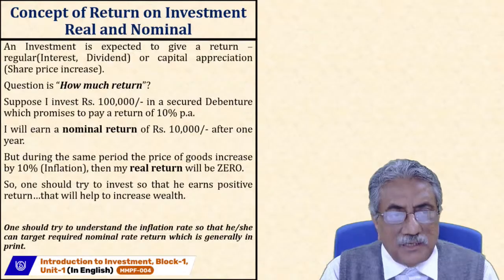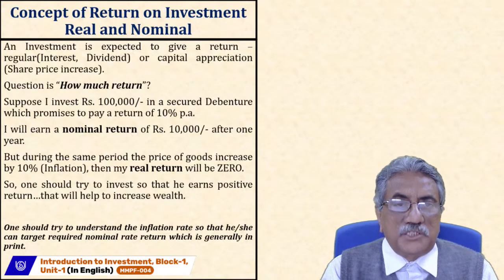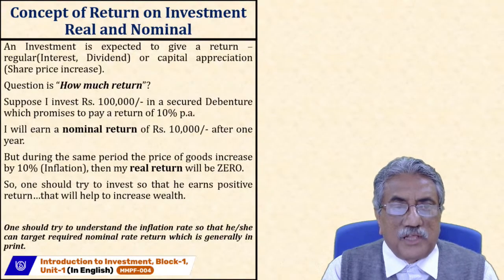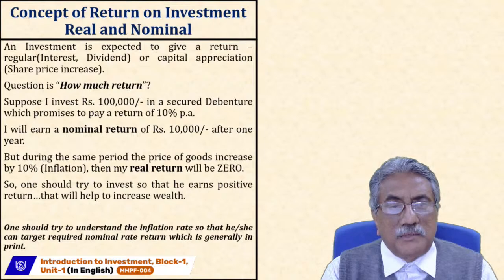That means my real return will be zero. 10,000 price has gone up and I have got a return of 10,000. Both cancel each other. So my real return becomes zero.